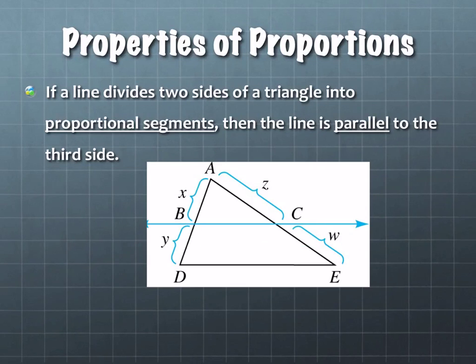Not only that, but the reverse is true as well. If a line divides the two sides into proportional segments, then the line's parallel. This is fantastic because it's like an if and only if statement. You get it from both directions. If you know it's parallel, then you know you have the proportional sides. If you know you have the proportional sides, then you know it's parallel.